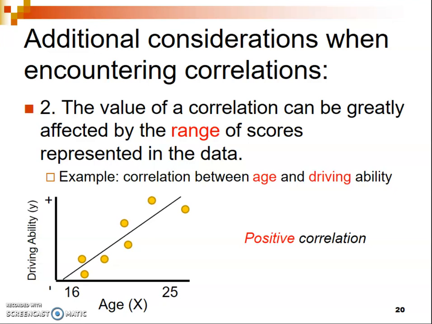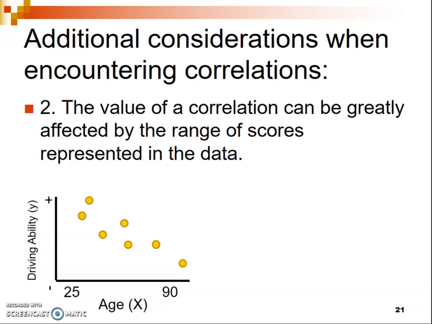However, there's probably something that's being left out of the whole story. If your conclusion here was that there's a positive correlation between age and driving ability, that might not be super accurate, because as you see, we have only the ages of 16 to 25. So if we were to broaden our sample a little bit, and let's say instead we collect data from another sample, that sample being 25 to 90, let's see what our data might look like.